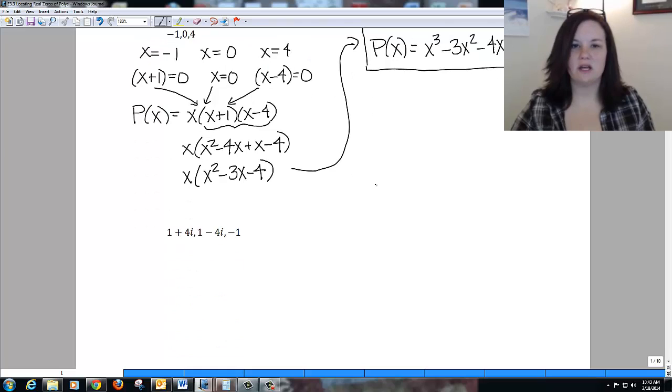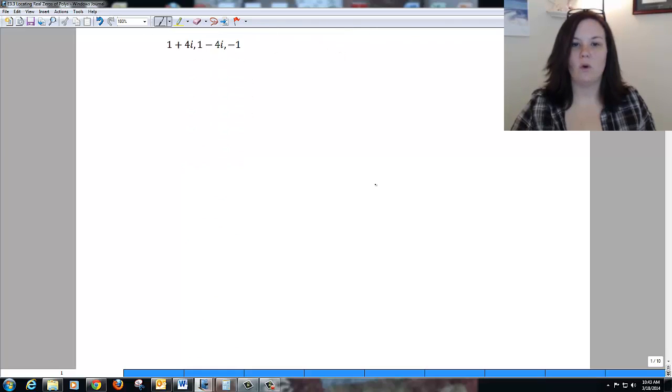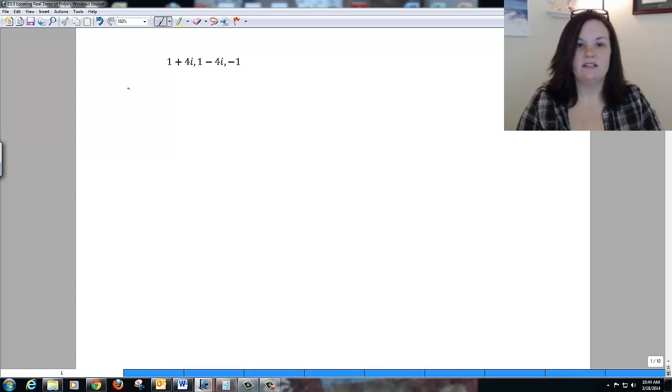On this next one, our zeros are 1 plus 4i, 1 minus 4i, and -1. So that means that we had x is equal to 1 plus 4i as one of our solutions, x is equal to positive 1 minus 4i as a solution, and we had x equals -1 as a solution.